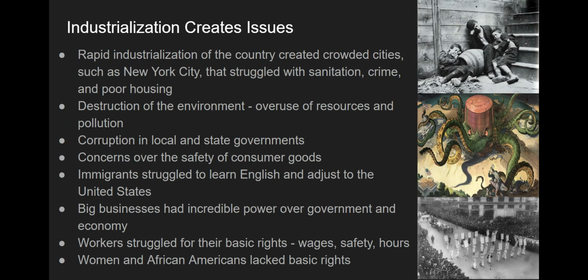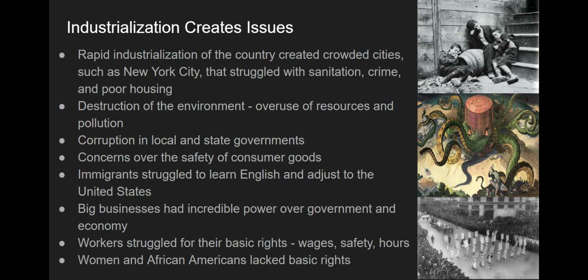So let's go back and look at the issues that need to be addressed during this time. From the last unit, you saw rapid industrialization of the country created really crowded cities, such as New York City, that struggled with sanitation, crime, and poor housing. Because of industrialization, the environment is being destroyed. There's an overuse of resources and ultimately a lot of pollution.